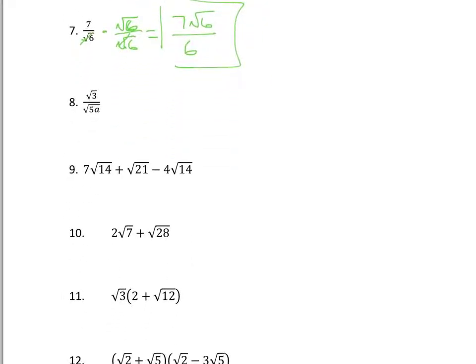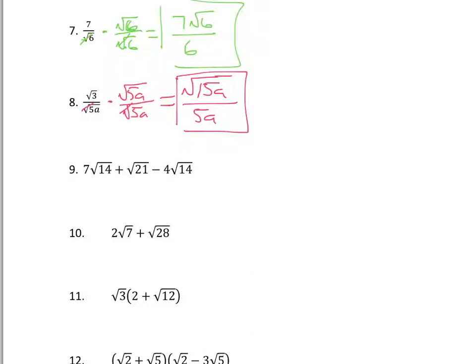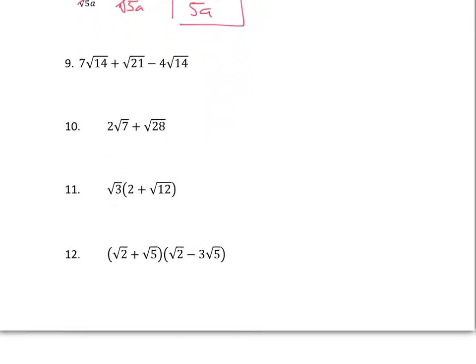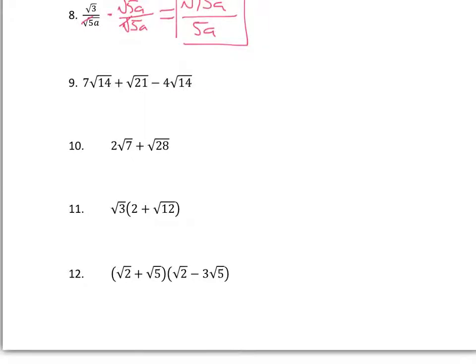Here in number 8, right, square root of 3 you can't do anything with, square root of 5a you can't do anything with. So if we multiply top and bottom by square root of 5a over square root of 5a, on top, you multiply 3 times 5a, which is square root of 15a, right, 3 times 5 is 15, and on bottom the radicals go away and you're just left with a 5a, and that's all you have to do. Okay, now in 9 through 12 we're going to be doing some adding and subtracting.